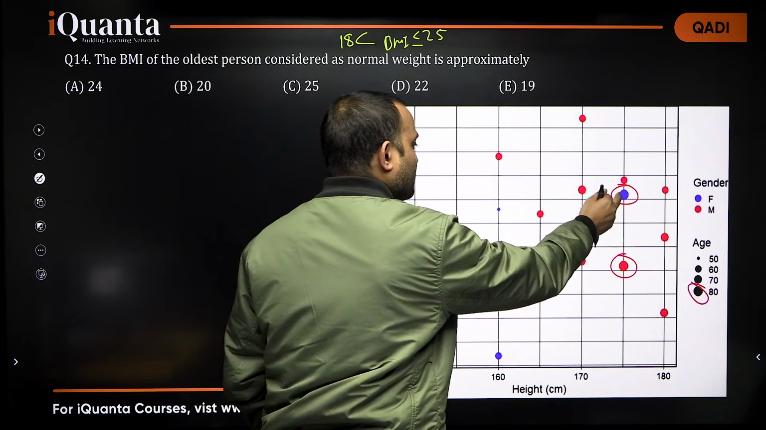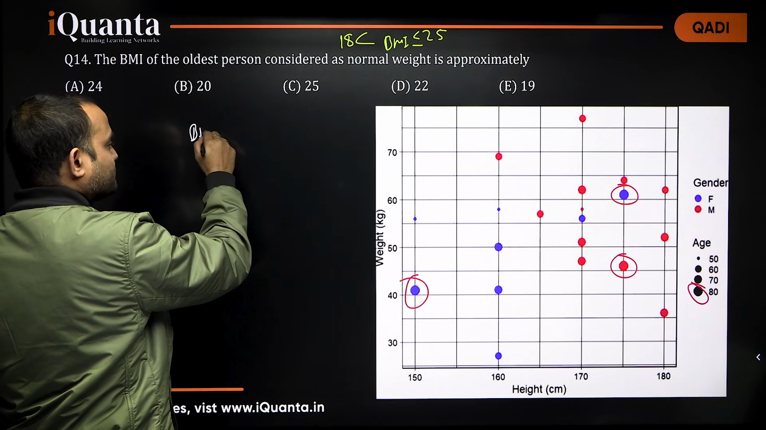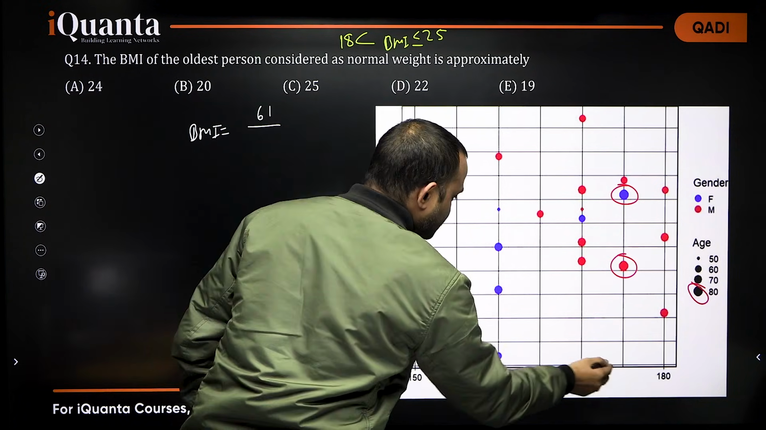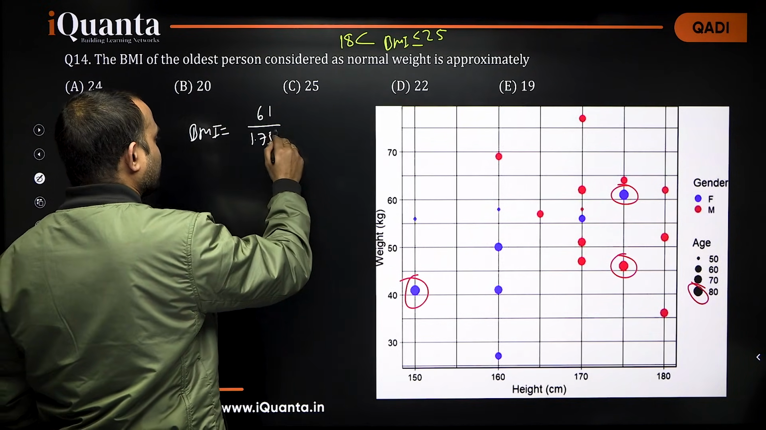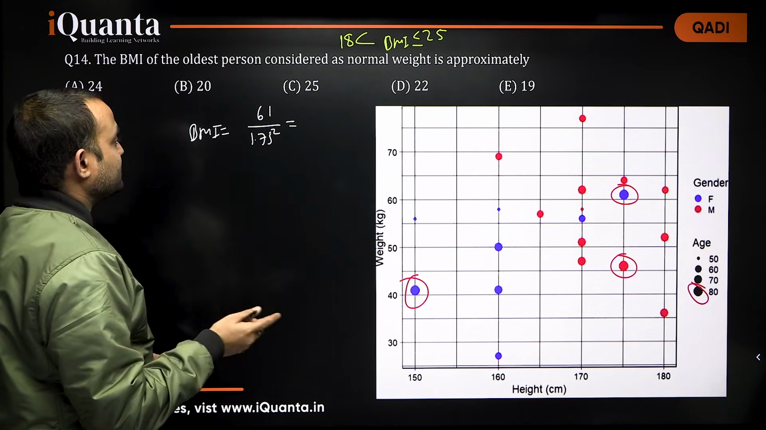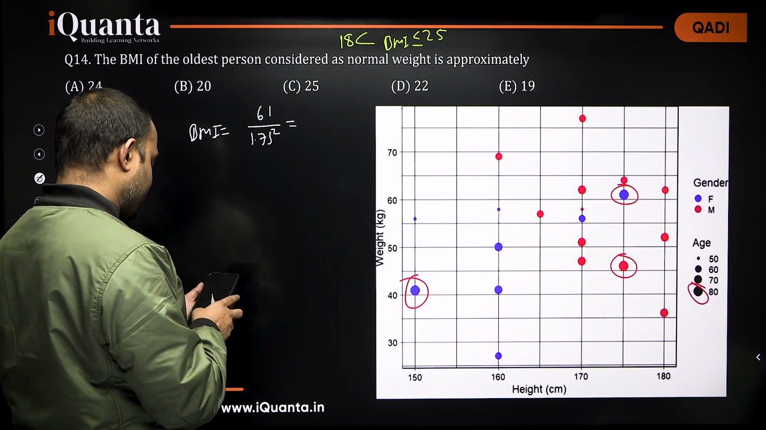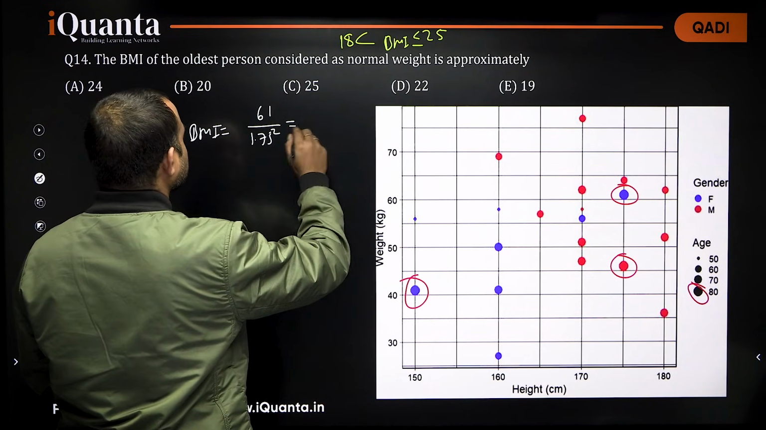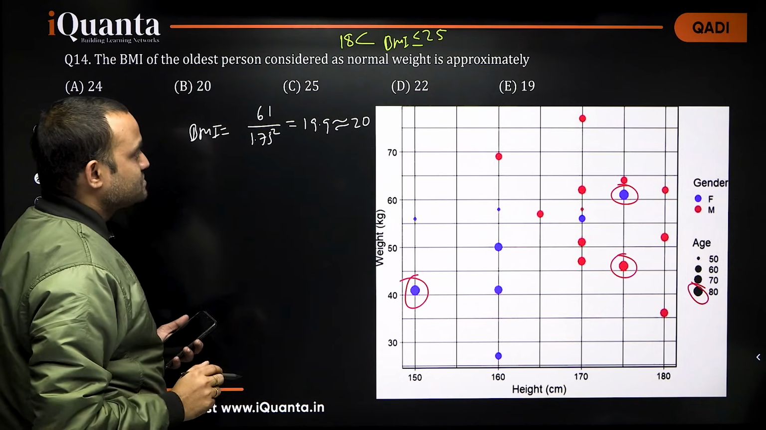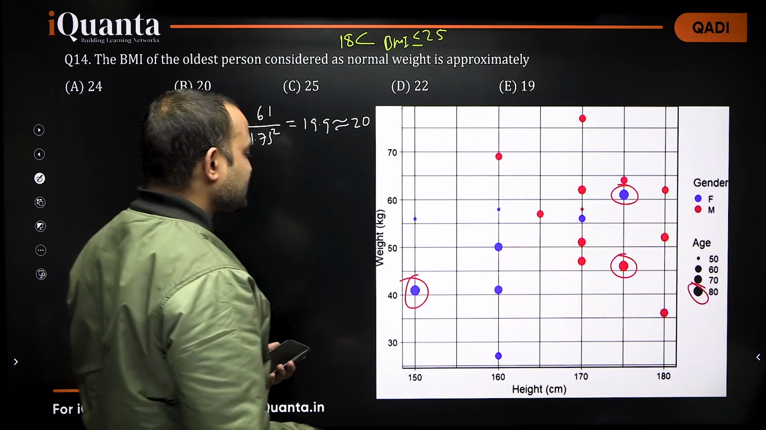If I check the BMI of this person, what will be the BMI of this female? BMI is equal to weight 61 divided by, this is 175, so 1.75 square. Again, very calculative. So I would like to use calculator here, although when this question was given, there was no calculator in XAT, but now as they have given calculator, we can certainly use this. This is approximately 19.9, or we can take this as 20 as integer value. Now this 20 falls within this range, right?